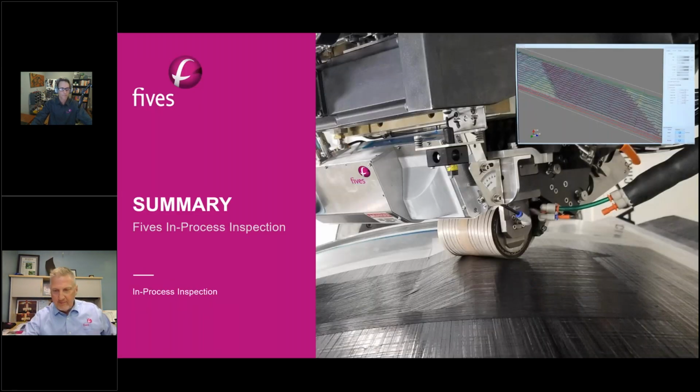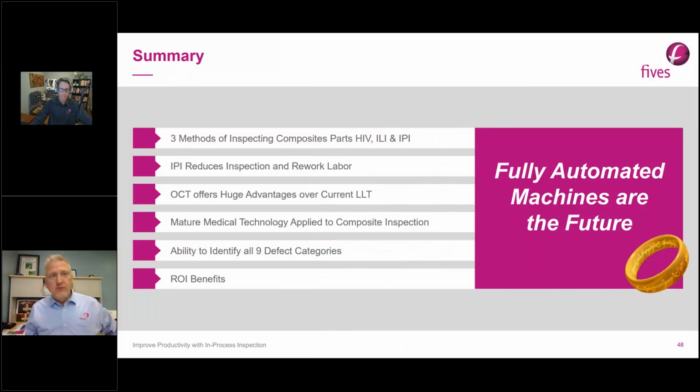Okay, thanks, Gil. Great job. So what I'll do is finish up with the summary of what we learned today, before we get into questions and answers. So quickly, there are three methods of inspecting composite parts: human visual inspection, inline inspection, and then in-process.